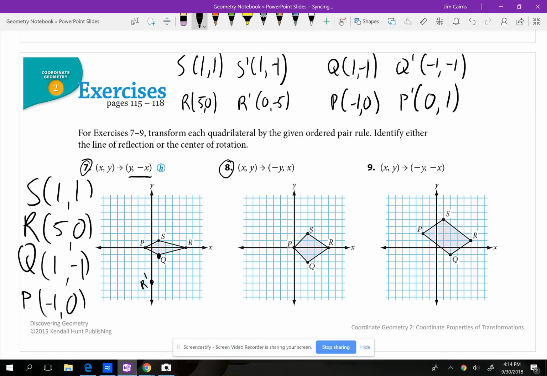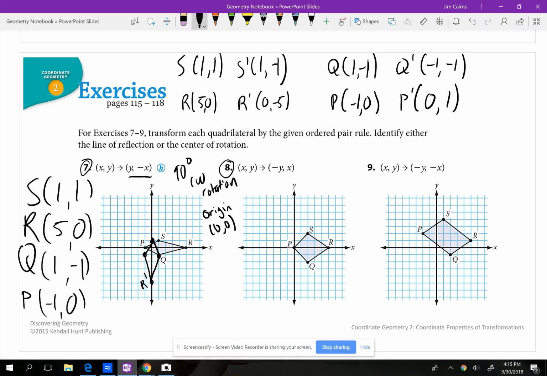Oh, that's P. P prime is 0, 1, so x is 0, y is 1, minus 1, minus 1. It looks like the shape looks like this. So that looks like a 90 degrees clockwise rotation. The center of rotation should be the origin. The origin, or 0, 0, is the center of rotation.